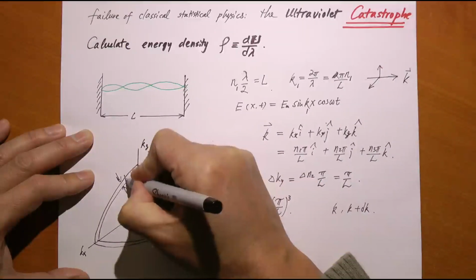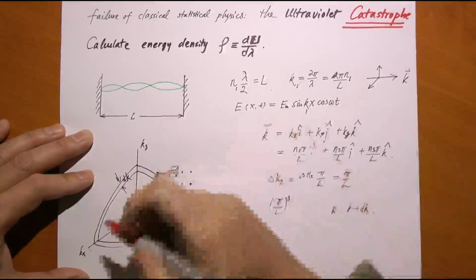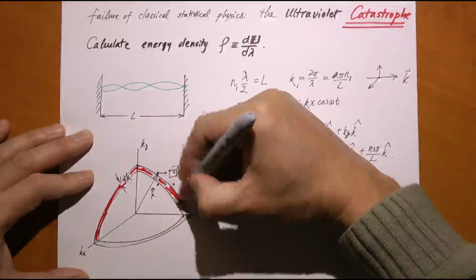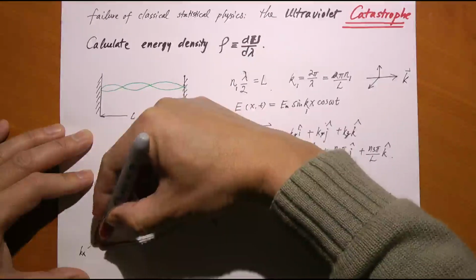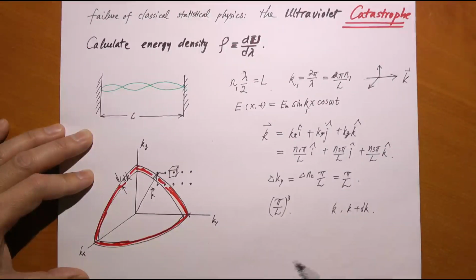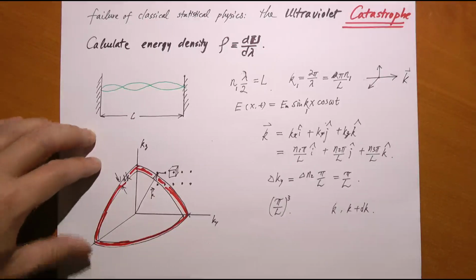So this is dk. My question is, in this highlighted region, how many of these dots are there, each dot representing 2 electromagnetic waves? That's easy, because all I have to do is find the volume of this region divided by the volume occupied by each dot, which is right here. And this gives me the number of waves that can exist between k and k plus dk. Each wave is a simple harmonic oscillator, or a mode of the simple harmonic oscillation.